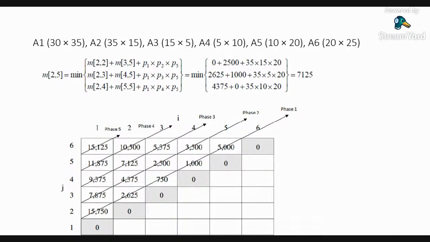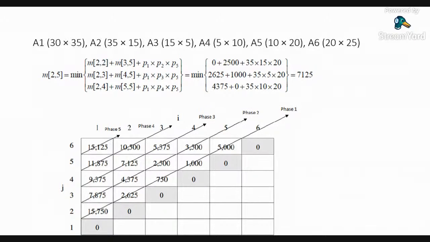Then M23. Here i is equal to 2, j is equal to 3. M23: 35 multiplied by 15 multiplied by 5. Then you will get 2625. Similarly, you will compute M34. M34 is this 15, 5, 10. 15, 5, 10 is 750. After that, M45: 5, 10, 20. So this is 1000 and so on. Here, this is known as phase 1.